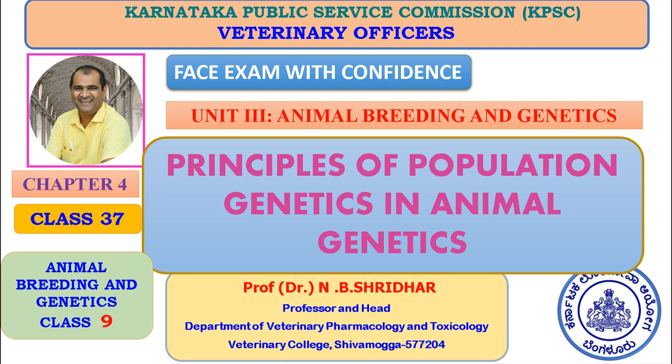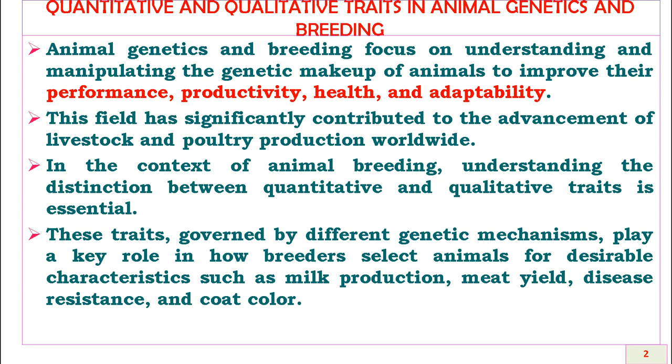Today we will talk about the principles of population genetics, as far as animal genetics is concerned, or the traits. This also contains the different types of traits, the differences between these types of traits, and the characteristic features which need to be adapted by the genetic type of the traits. Then the quantitative and qualitative traits in animal genetics and breeding.